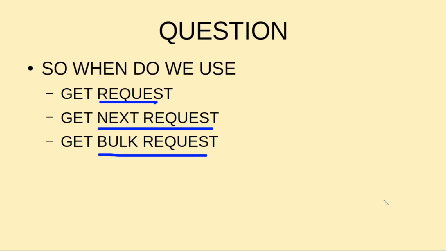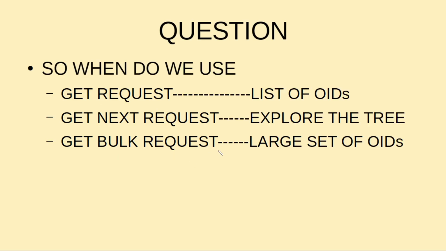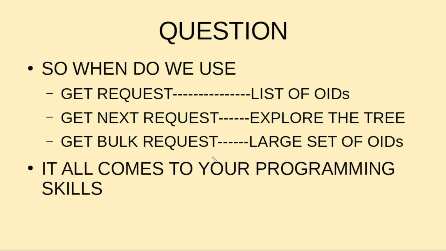So at this point, you may have the question when to use get request, when to use get next request, when to use get bulk request. We can follow some suggestions. For instance, using get request to get a list of object IDs, get next request to explore the tree, get bulk request to retrieve a large set of all object IDs. However, it all comes to your programming skills.